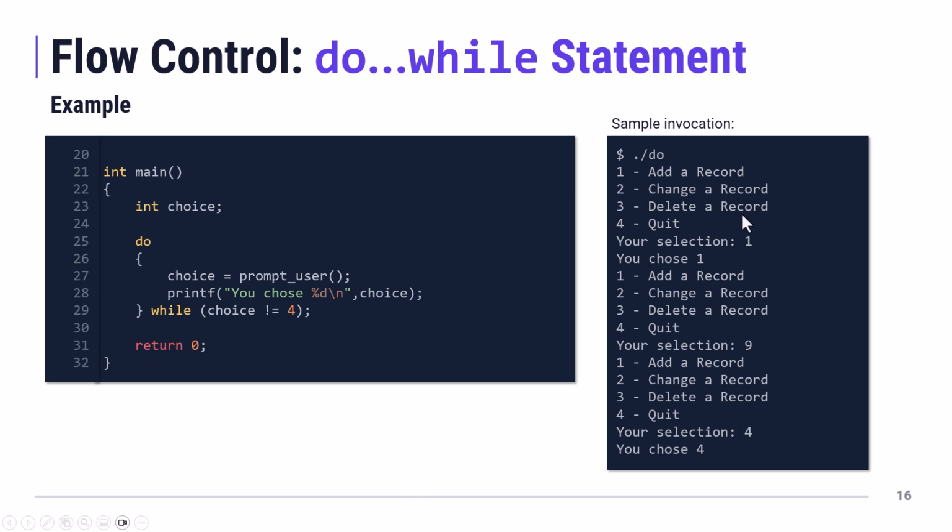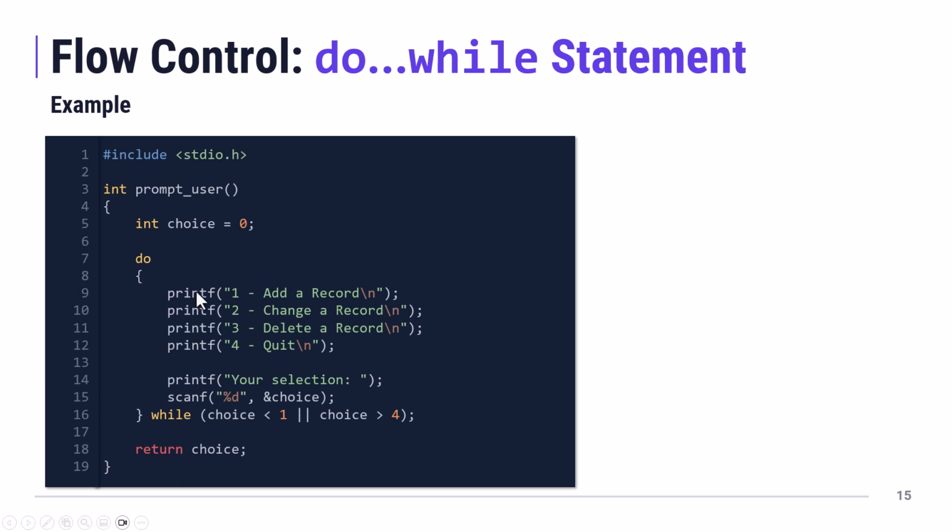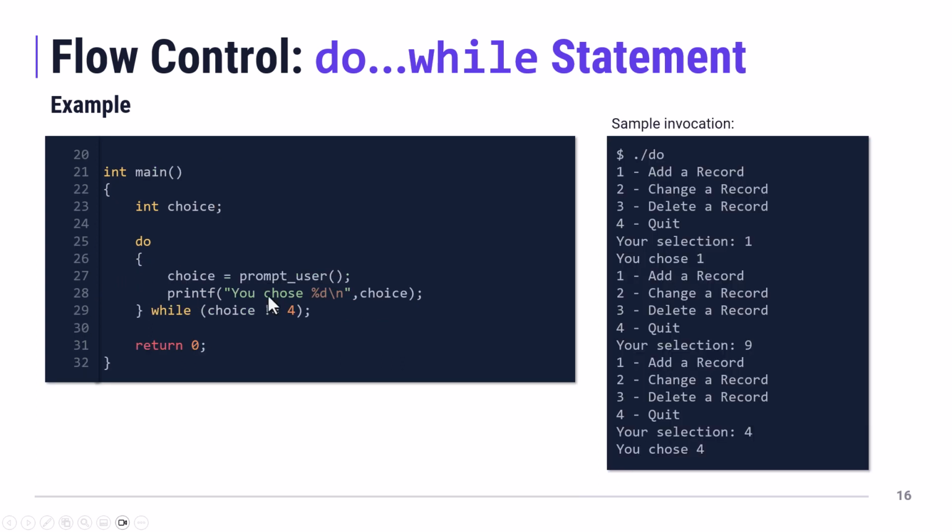Okay, so here I enter 1. It says you chose 1. Choice is not equal to 4, so it loops back around and re-prompts them. This time they enter 9, so that is going to loop back around because their choice is greater than 4, re-prompts them, and then finally they enter 4. That gets returned from there. While choice is not equal to 4, well, it is equal to 4 now, and so we exit the program.